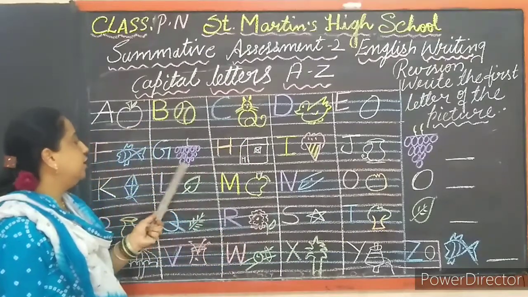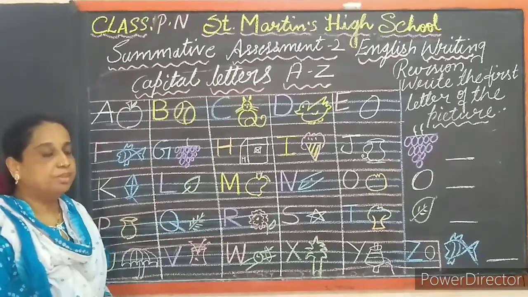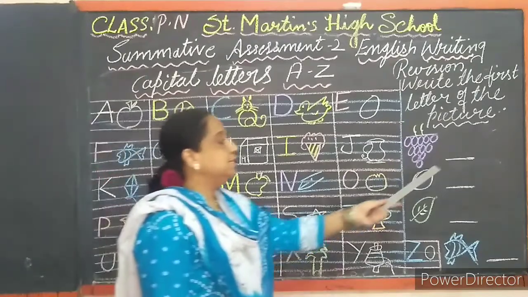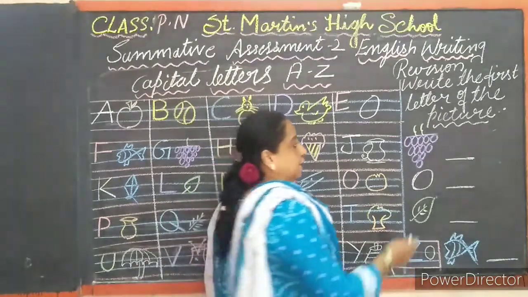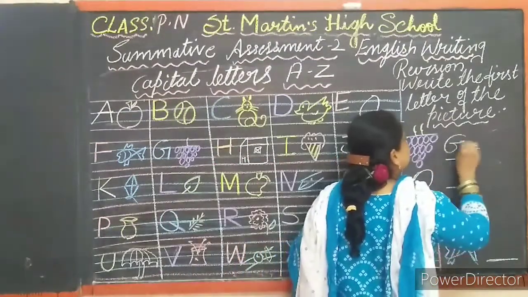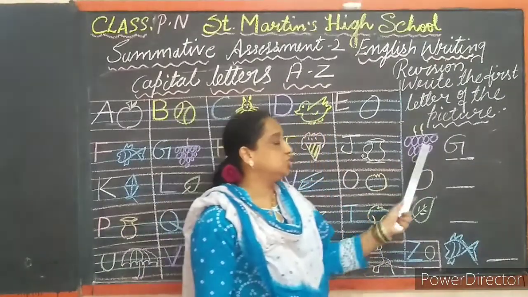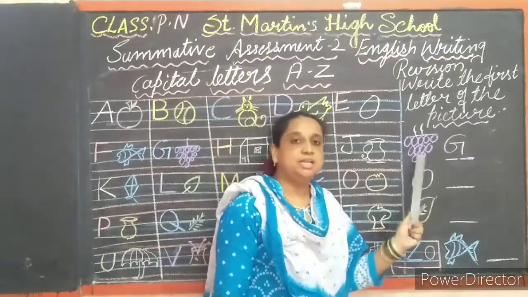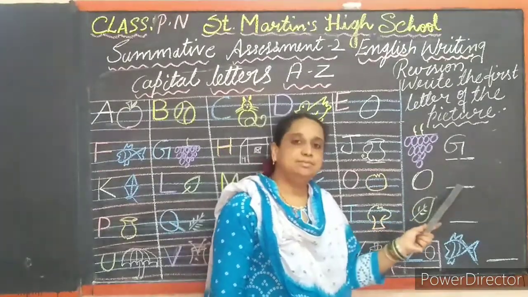Very good. Can you see here? G. G for grape. So what you have to do, children? You should write letter G on this sleeping line. Understood? You should write letter G. So G for grapes. Understood, children? In this way you should write the first letter of the given picture. You should see the picture. Then you should write the first letter of the picture.